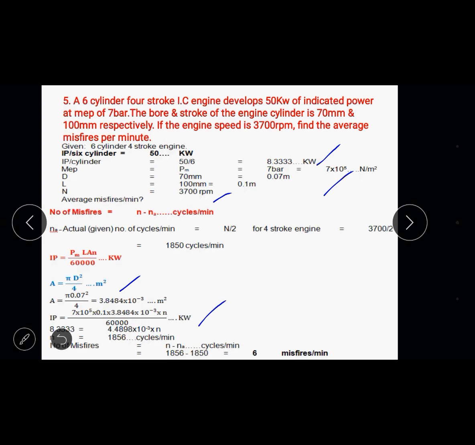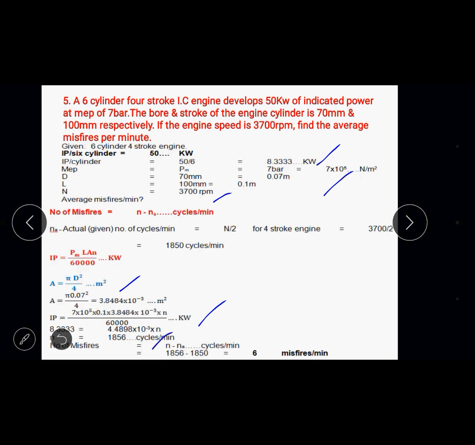After solving, we'll get small n as 1856 cycles per minute. You can see it over here. That is small n. Now you can find the difference. Small n is 1856 and capital N A is 1850. So if you subtract, you will get 6 cycles. So there are 6 cycles per minute resulting in misfiring.